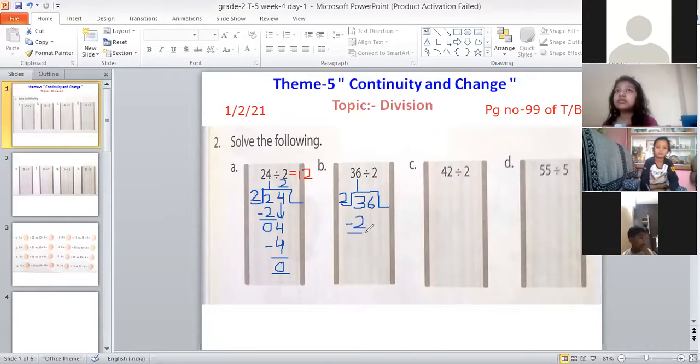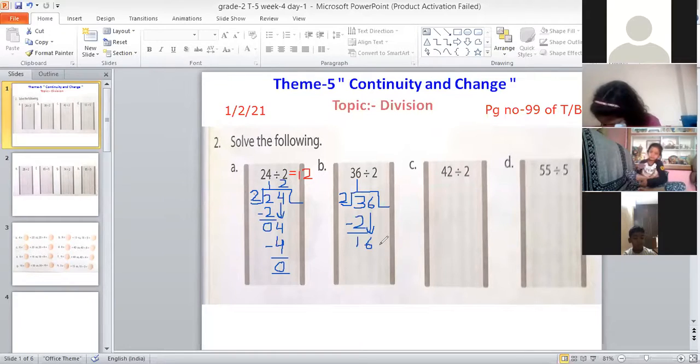Very good. Now 3 minus 2 is how much? 1. Very good. So we will write this 1 here, and we will make an arrow and put down this 6 beside this 1. Now Riyansika, tell me what is the number? 16. Very good. 1, 6, 16.